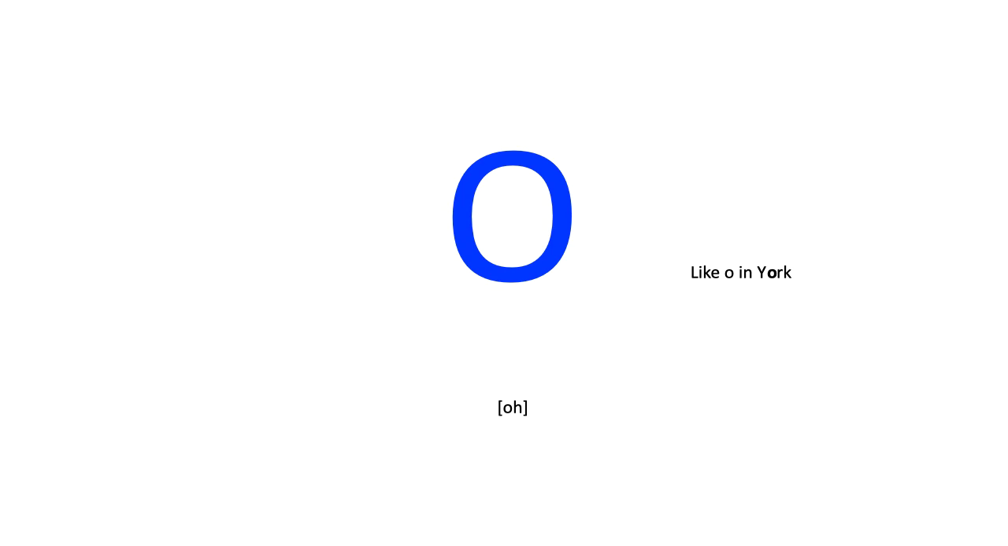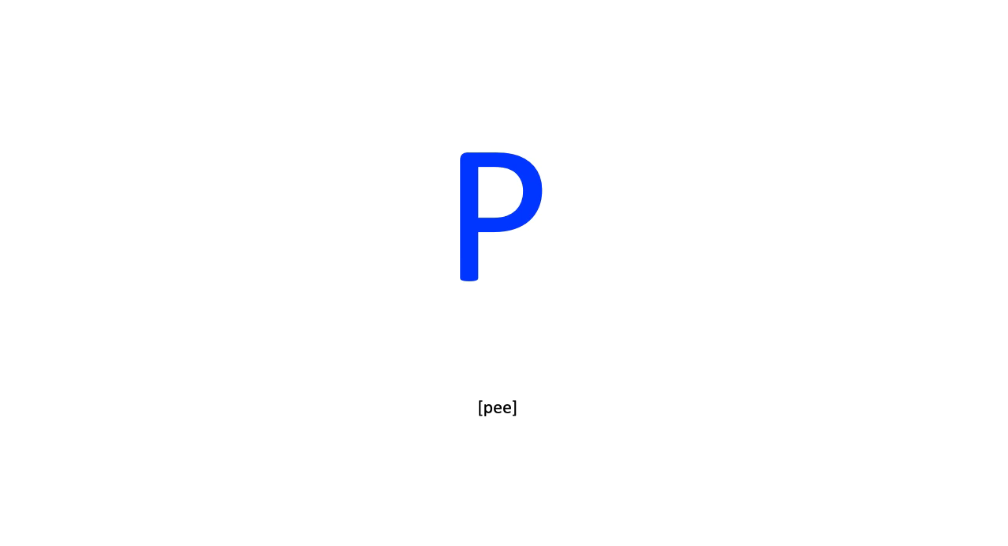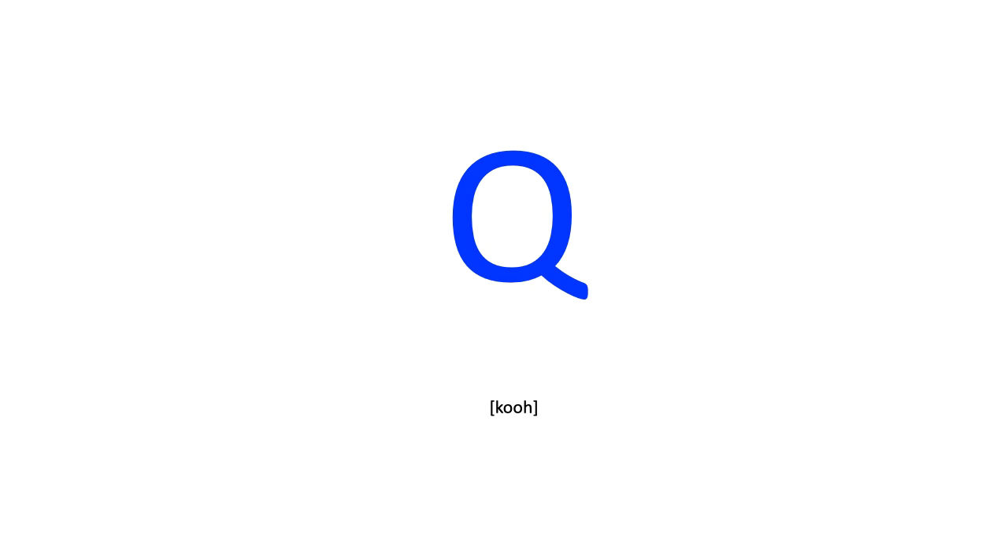Okay? Next letter. P. Sounds just like in English. P, P, P, like the P in pine. Okay? Next letter. Q. It's not called Q, it's Q, right? And just like in English, it has a K sound like the K in koala. Okay?